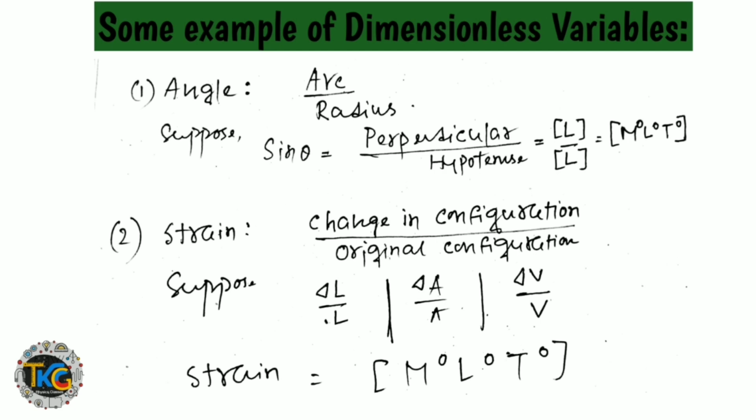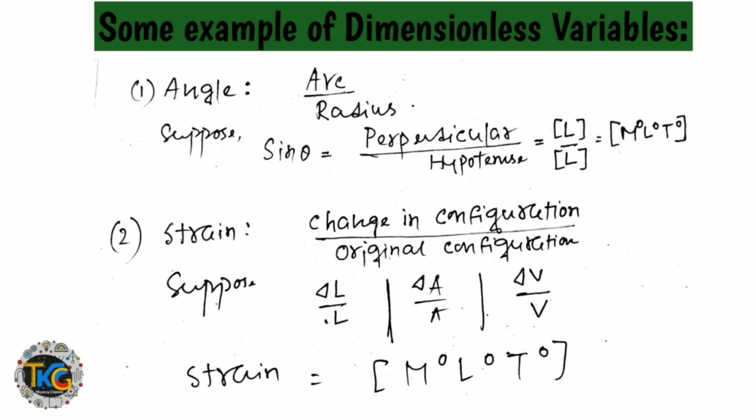Suppose sin θ. Sin θ means perpendicular by hypotenuse. Perpendicular and hypotenuse both mean length, that is L by L. So the dimension is M^0 L^0 T^0, dimensionless. But its magnitude value changes. Sometimes the angle is 30 degrees, 60 degrees, 40 degrees, etc. So angles are an example of dimensionless variables.